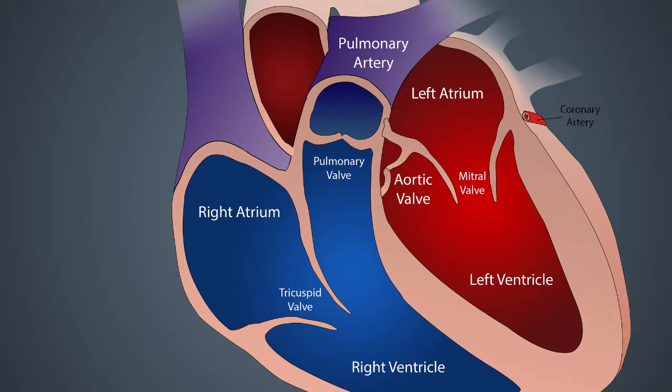And also we have 2 semilunar valves, and these are at the opening of the major vessels exiting the ventricles. We have the aortic valve at the opening of the aorta coming out of the left ventricle, and we have the pulmonary valve at the opening of the pulmonary artery coming out of the right ventricle. So don't forget, mitral valve and aortic valve are in the left side of the heart, whereas tricuspid valve and the pulmonary valve are in the right side of the heart.